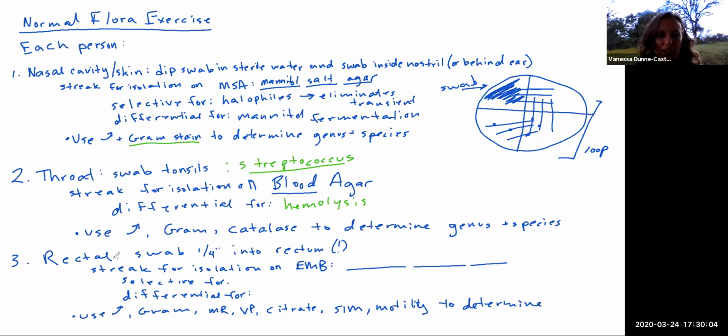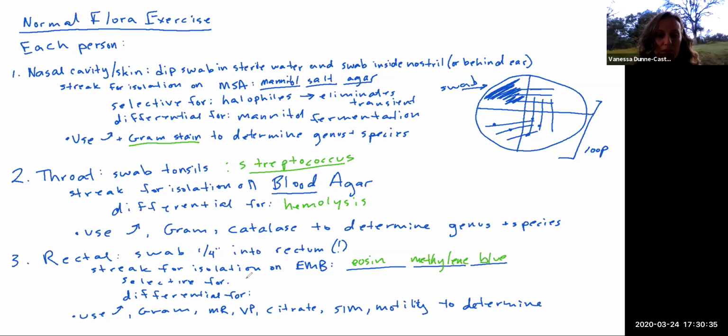And then finally, the rectal area. This is a swab about 1/4 of an inch into the rectum. You should be grateful that you did not have to participate in this, but it is a nice bonding activity for those in lab. This is again a streak for isolation, this time on EMB, which stands for eosin, methylene blue.